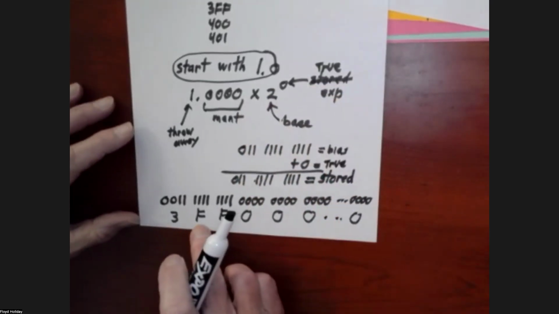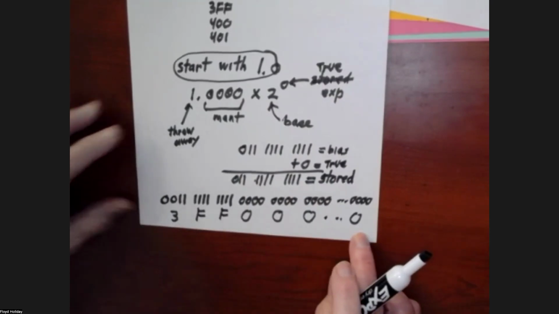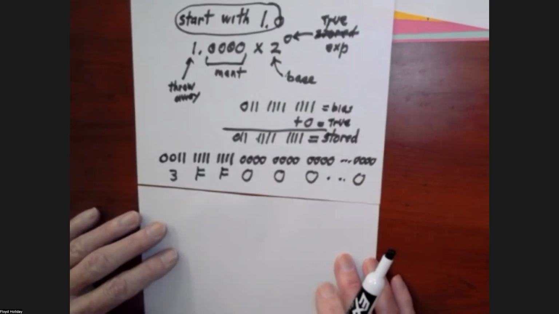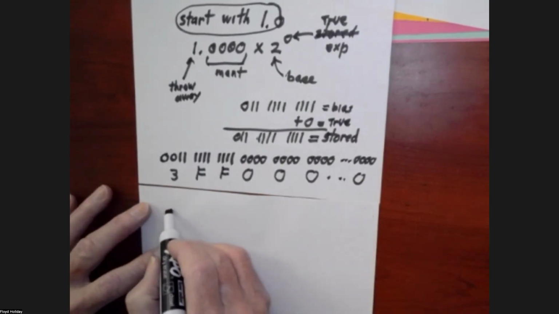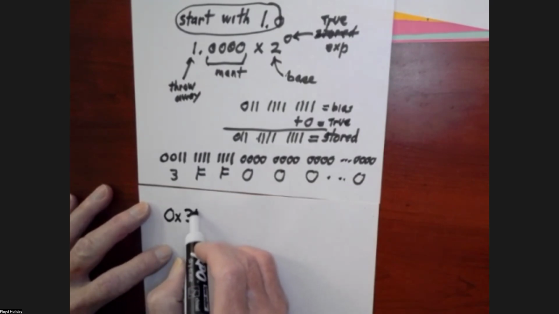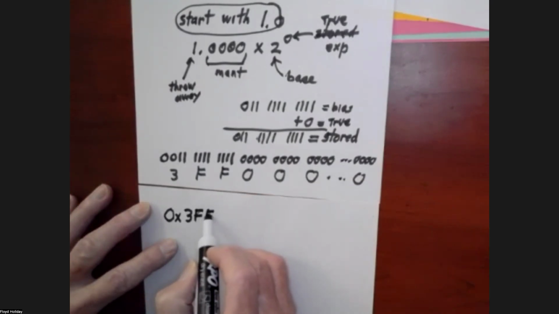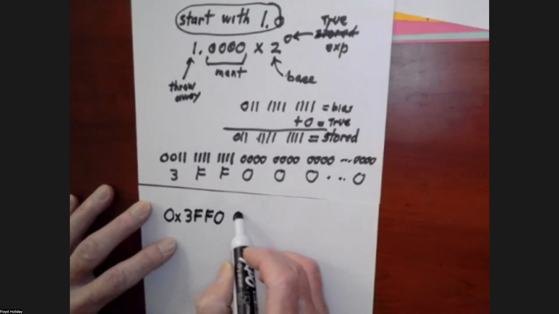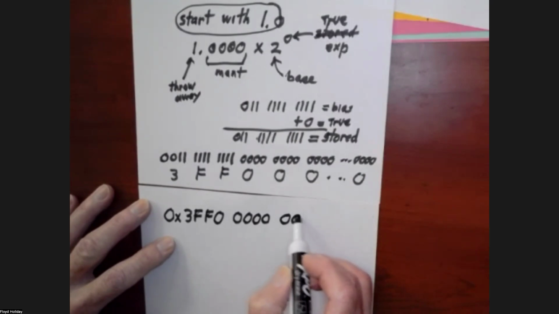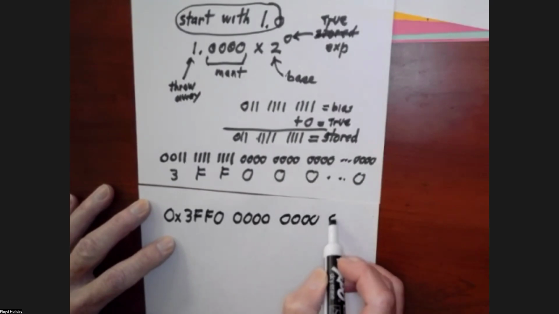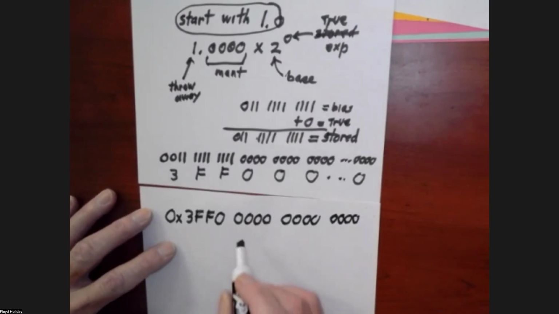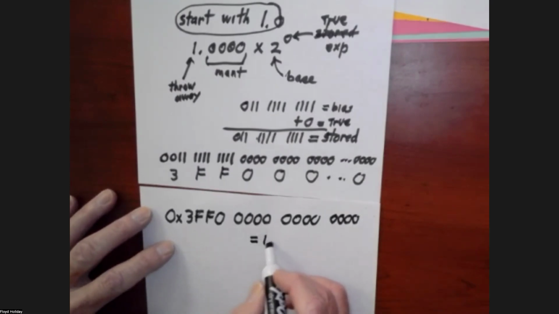Okay, so I started to convert it to hex, and we'll make it a clean hex here. It's 0x3FF0000000000000. That's 1.0 in decimal.